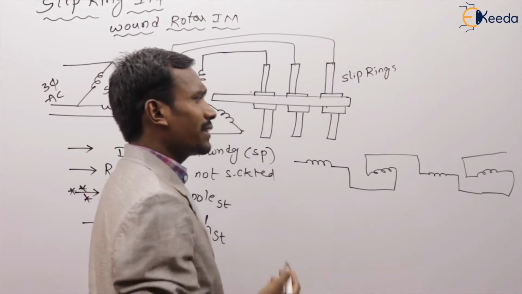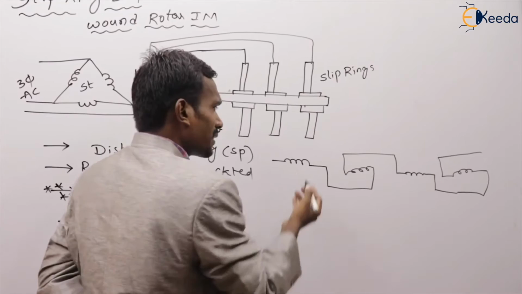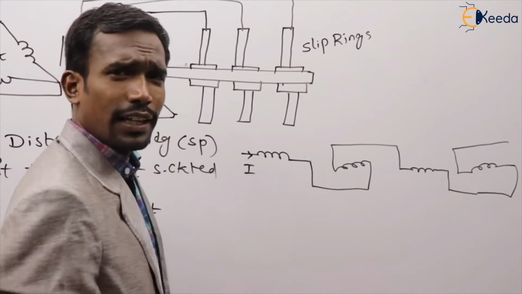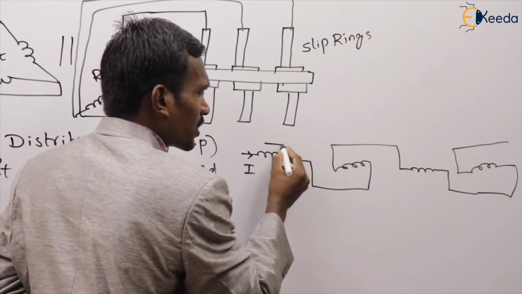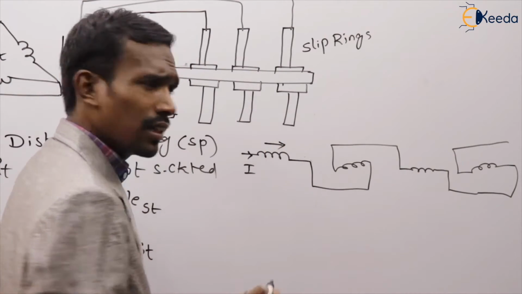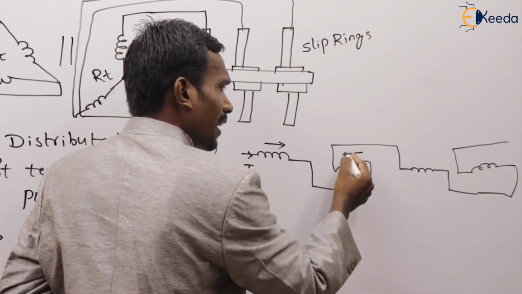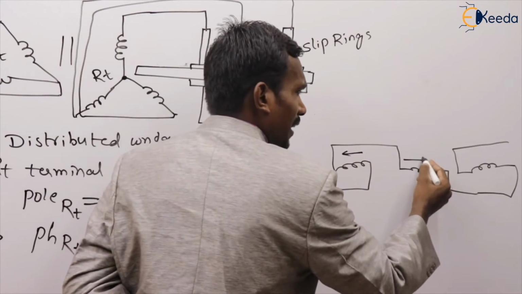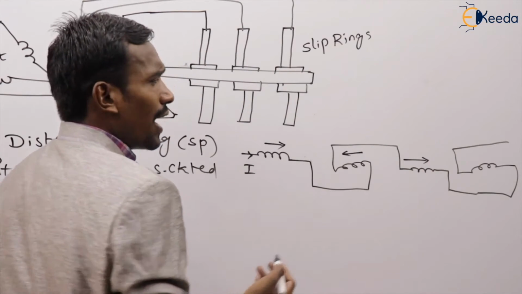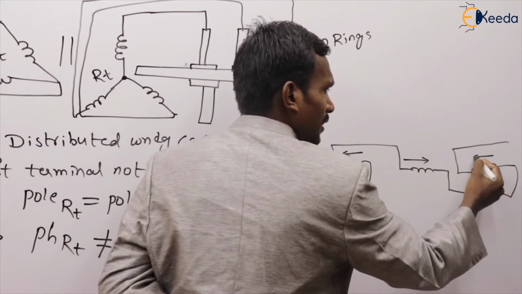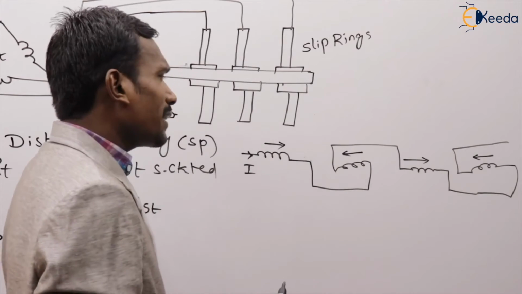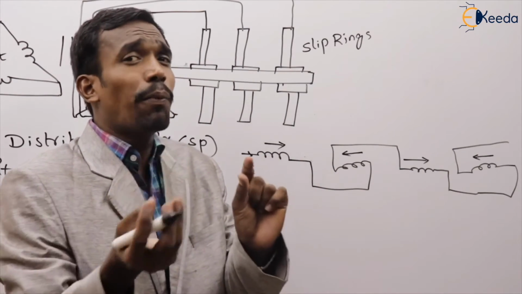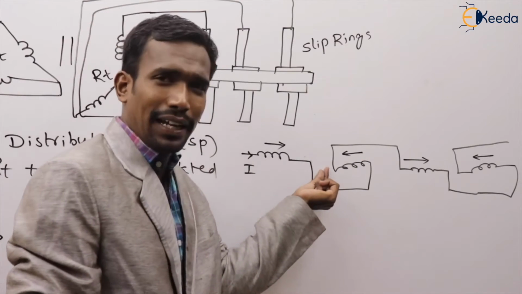For example, I am taking 4 coils like this. For example, this is my current direction. Let's see, the current direction in this coil is like this. The current direction in this coil is like this. And the current direction in this coil is like this. And the current direction in this coil is like this. When current direction in both the coils are opposite, then poles should be formed at that place.